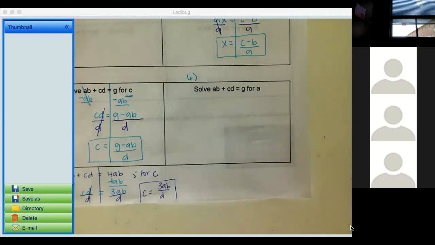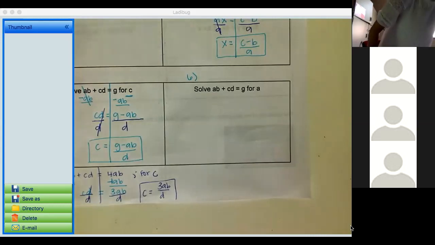I like them better than the ones with the numbers. I feel like there's less ways to mess up. You know what I mean? Because sometimes when we're dealing with numbers, we miss like a negative or something.